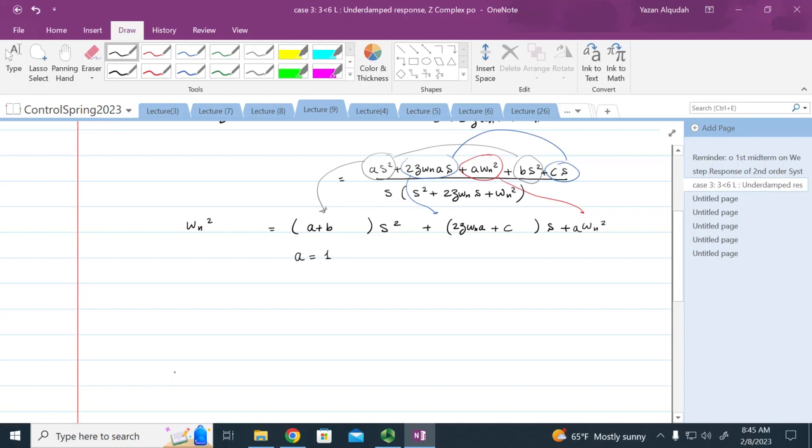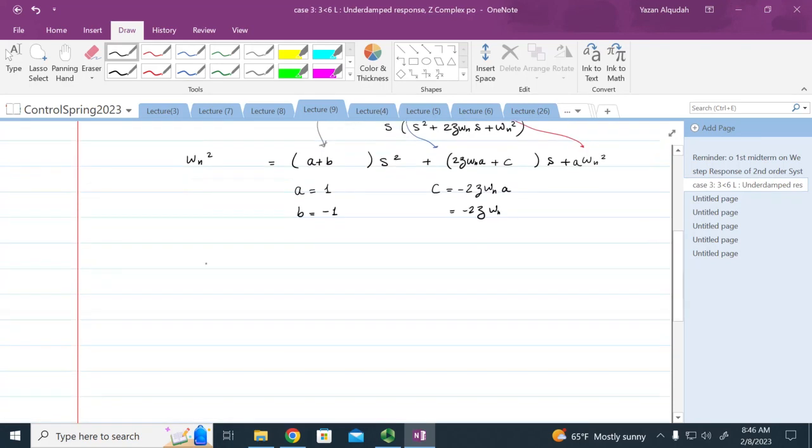Okay. What does b have to equal to? -1. What does c have to equal to? -2. So the negative. Everybody agrees? -2 zeta omega n multiplied by a, but a is equal to 1. Okay, great. So therefore, what we establish is the following.